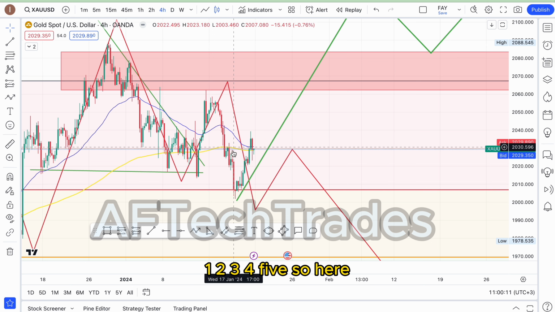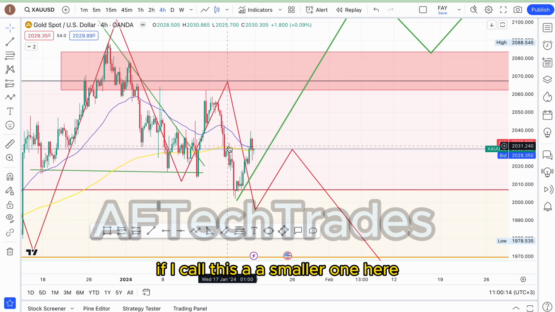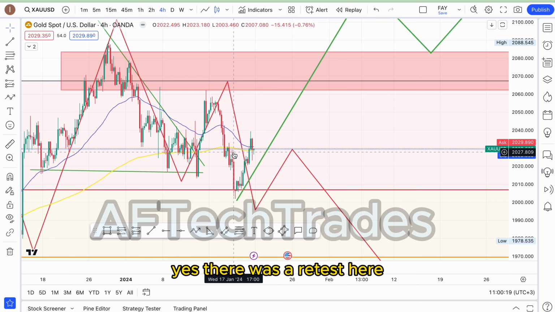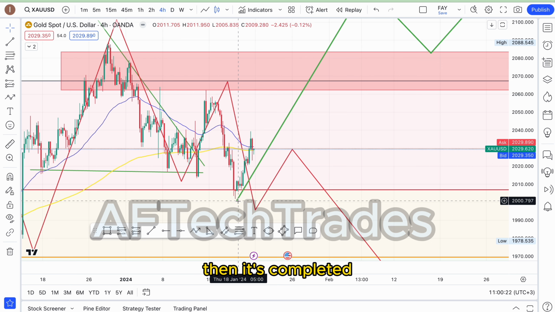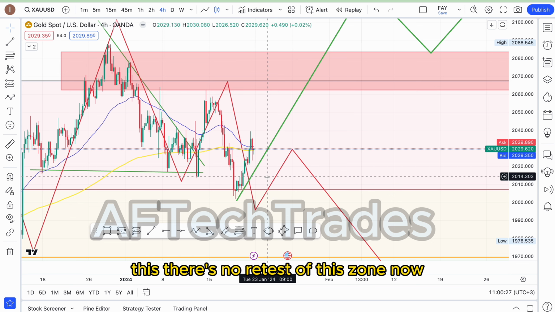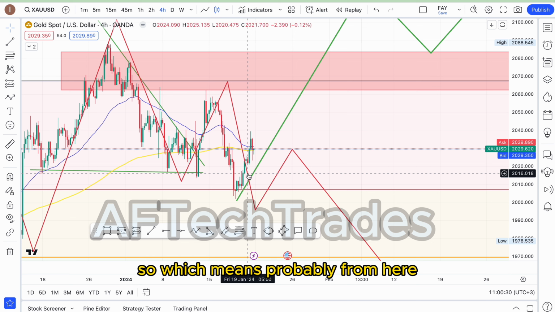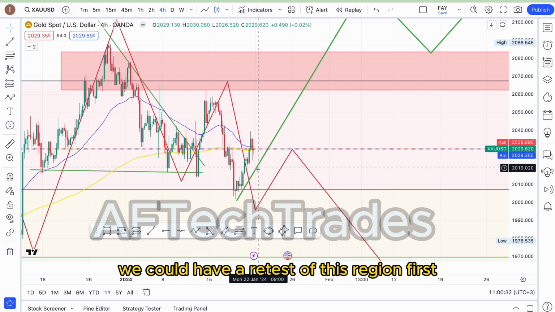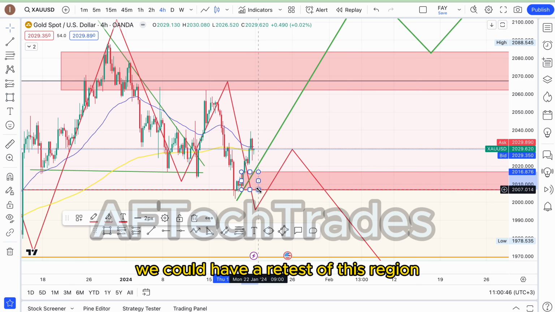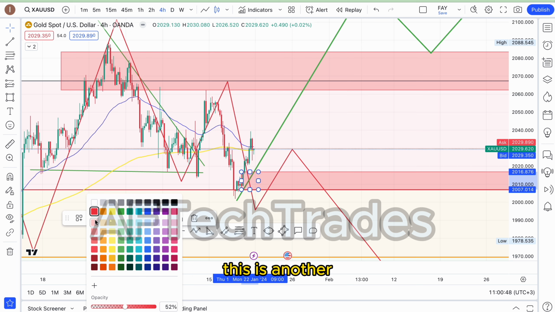So here, if I call this a smaller one here, is there a retest? Yes, there was a retest here. Then it's completed. We have another one here. There is no retest of this zone now, so which means probably from here we could have a retest of this region first. We could have a retest of this region. This is another.